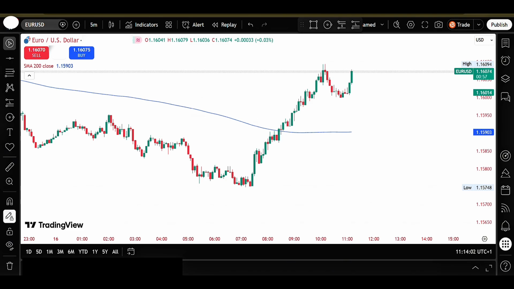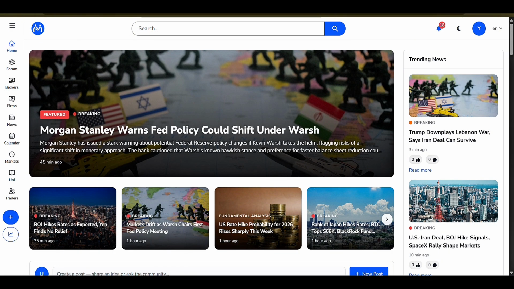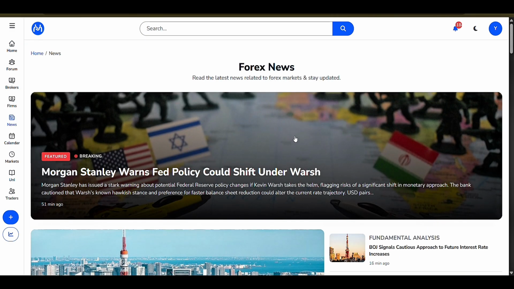Number one, I check the economic calendar. Number two, I check for news. And number three, I check for volume data. And the three of these things I can find on this website, mytradingland.com, which I use. Everything is there. If you look at the panel on the left hand side, there is a news section. So I just basically scan through for any breaking news.